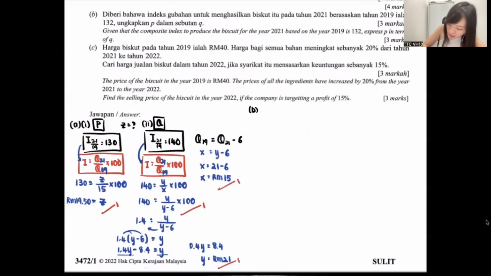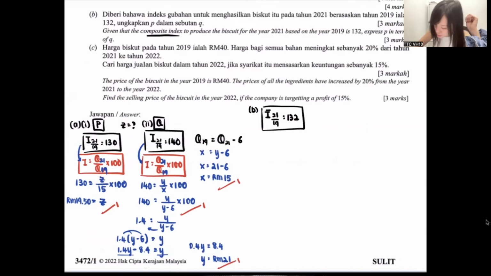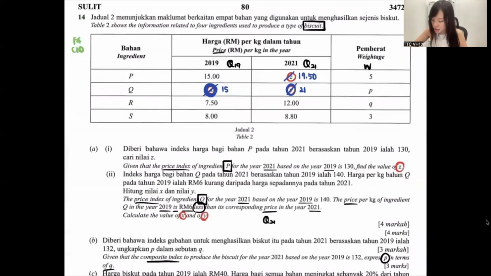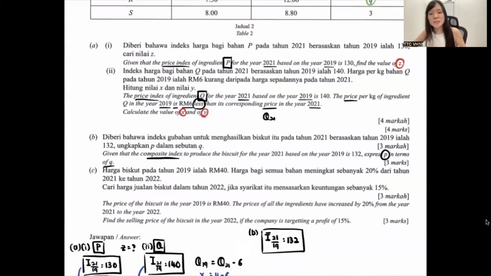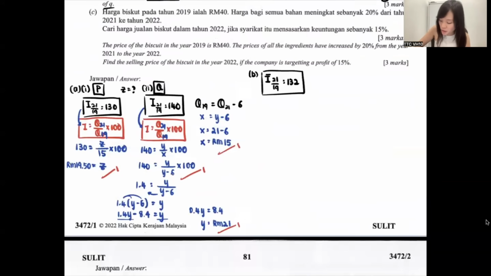Given that the composite index, guys, index is I, composite index is I dash. So the composite index to produce the biscuit from the year 2021 based on 2019 is 132. That's what they say lah. Then now they say, express P in terms of Q. Wow, they're going to find P in terms of Q. Where does the P and Q come from? I look at the questions, I realize the P and Q is the weightage. 100% you're going to use a formula with a weightage, and the formula that come with the weightage only have the second formula, which is the composite index formula. Nah, this one. Okay? All you guys need to do now is sub inside.